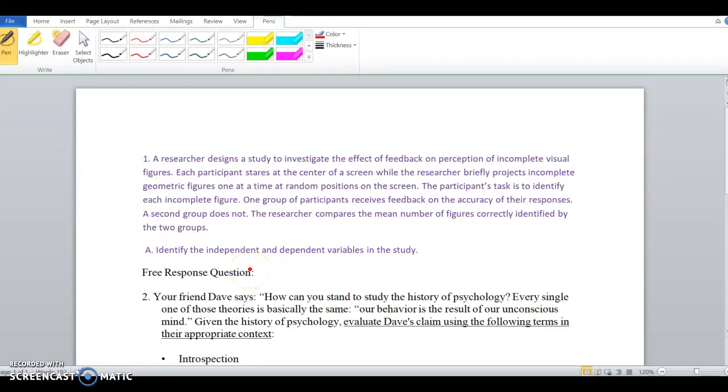In this vodcast, I'm going to take you through how to do a free response for AP Psychology. The first thing I want to note is that I've given you two free response questions. One is in purple, one is in black. And they're going to represent the two different types of free response questions you may see. There is sometimes a third type, which we will get to later. For now, you just need to know these two types.